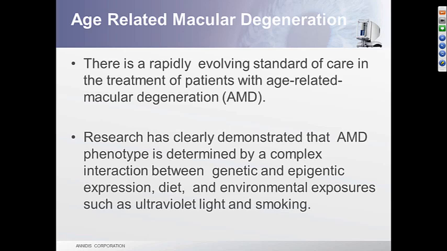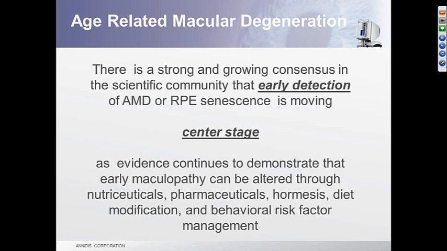I think we all know that there is a lot of change relative to the research in macular degeneration. Clearly, we know that AMD phenotype is determined by a very complex interaction between genetic and epigenetic components, diet, environmental exposures, etc. There's definitely a strong consensus in the scientific community that early detection is important, and it is becoming, quite frankly, center stage. And that's becoming much more important as we accumulate evidence that early maculopathy can be altered through nutraceuticals, pharmaceuticals, hormesis, diet modification, behavioral risk factor management.